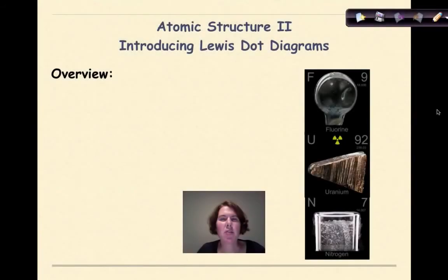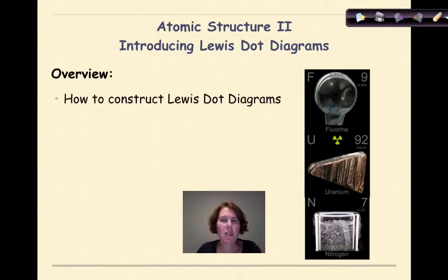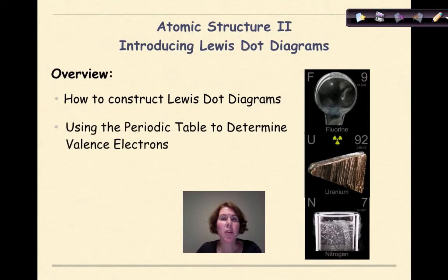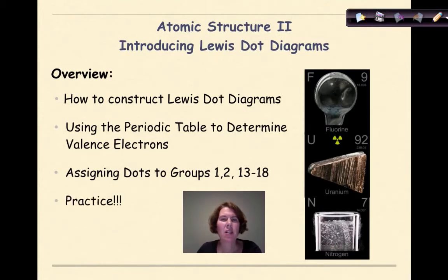Hi, welcome to Atomic Structure 2, Introducing Lewis dot diagrams. My name is Dr. English, and in this tutorial today, we are going to be looking at how to construct Lewis dot diagrams, using the periodic table to determine valence electrons, assigning the dots to groups 1, 2, 13 through 18, and then finally, at the end, a little bit of practice.